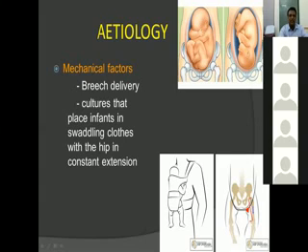Coming to the etiology, we'll divide it into mechanical factors, environmental factors, and genetic factors. Coming first to mechanical factors. As I told, breech delivery. Why is it more common in breech delivery?